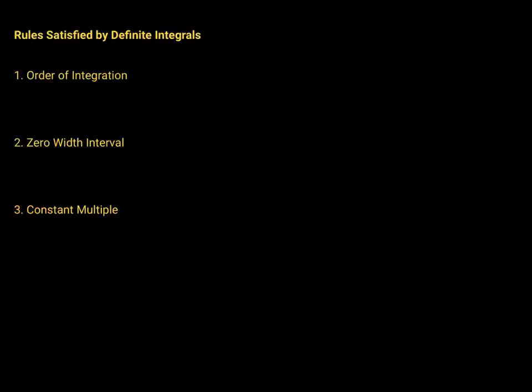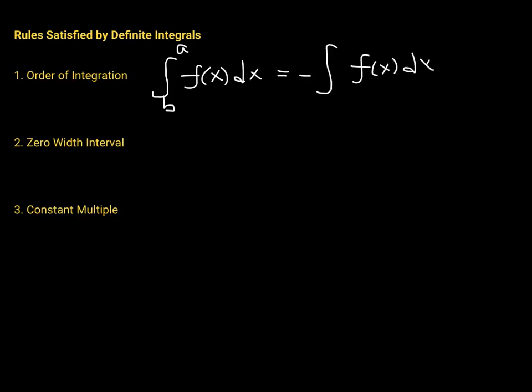Now the following is a list of rules that definite integrals follow. The first is the order of integration. The integral of f of x dx from b to a is equivalent to the negation of the integral of f of x dx from a to b. Notice that you're going from b to a, and if you turn that around from a to b, it's the opposite. So basically, we're integrating backward here, and our delta x values would be negative because we are integrating backwards.